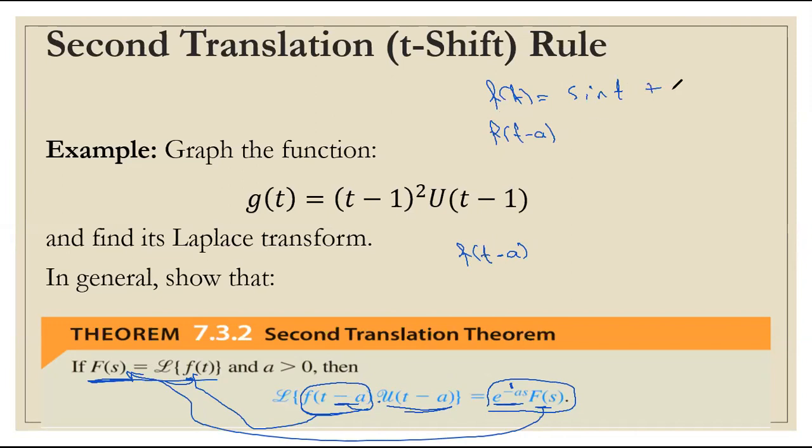Let me write here plus t squared to make the problem more difficult. So I'm going to replace each one of my t by t minus a. So it is sine of t minus a plus t minus a all squared. So f of t minus a isn't difficult, only replace t by t minus a. Let me prove the theorem, then we will solve this.